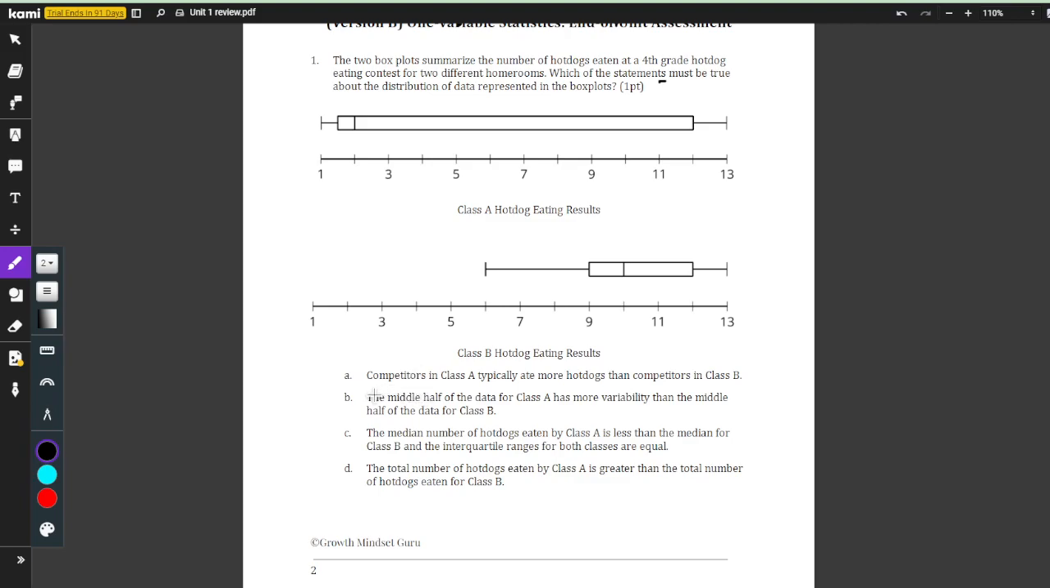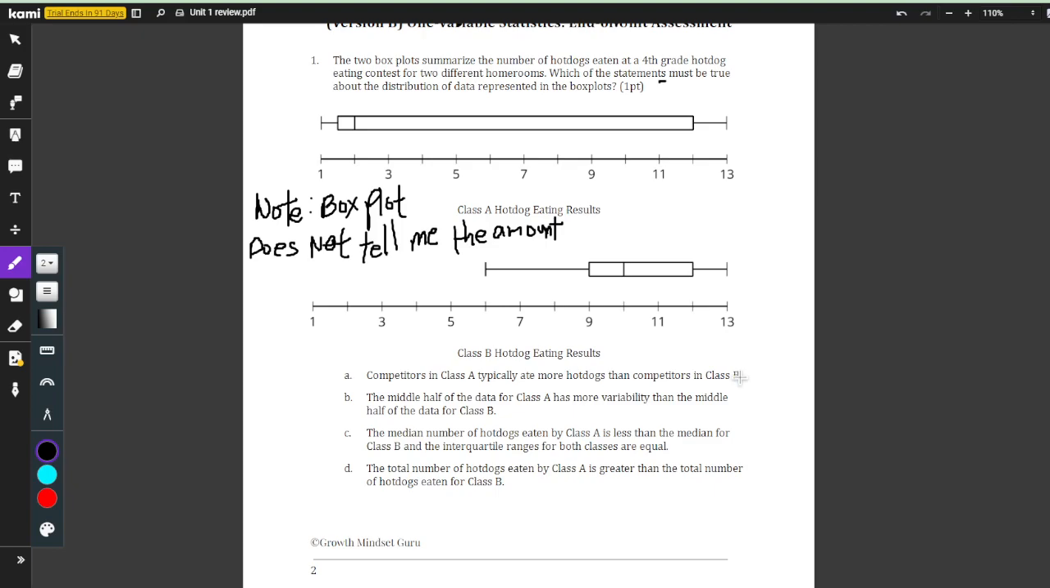So the answer for number one is competitors in class A typically ate more hot dogs than B. So if we take a look, biggest thing for a box plot, this is our notes right here. Our notes state that a box plot does not tell me the amount. Here's the biggest problem: the box plot does not tell me how much someone has eaten. It just tells me the fourth grade has eaten these amounts, but it doesn't tell me how many. So we know for a fact that A is wrong.